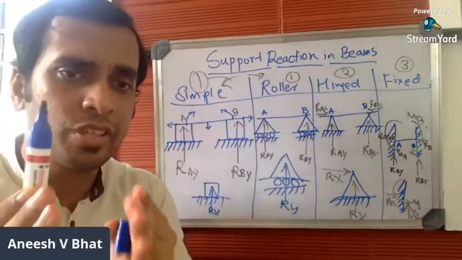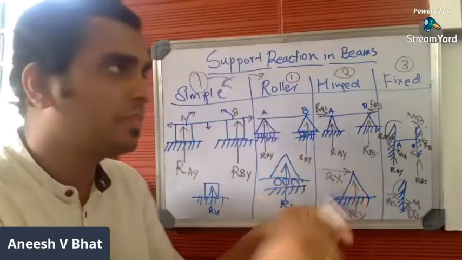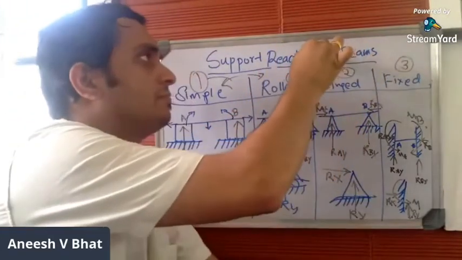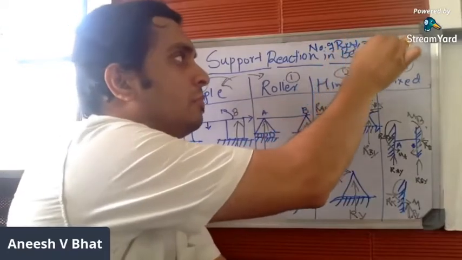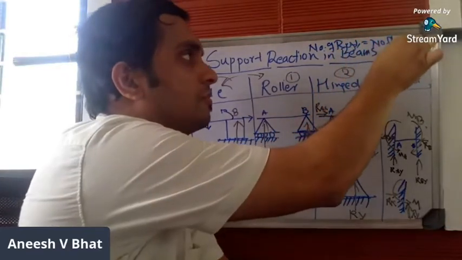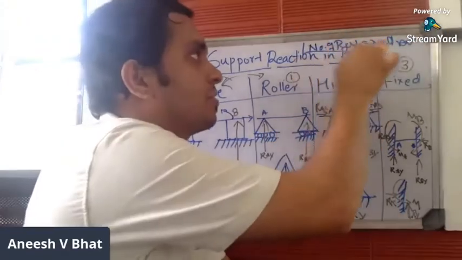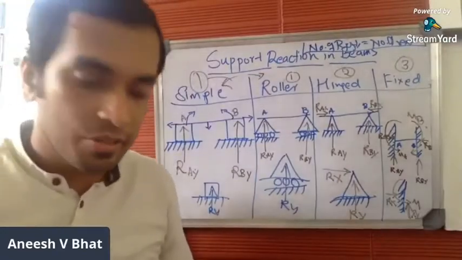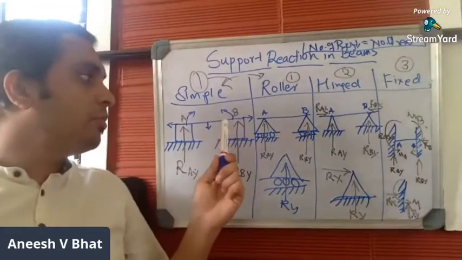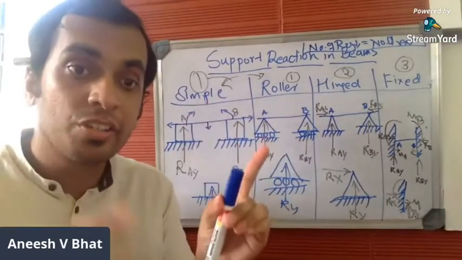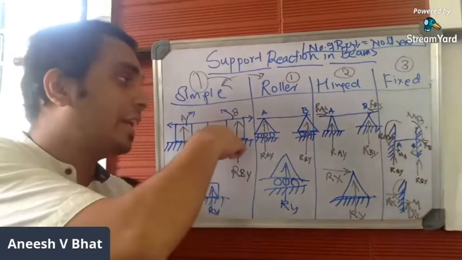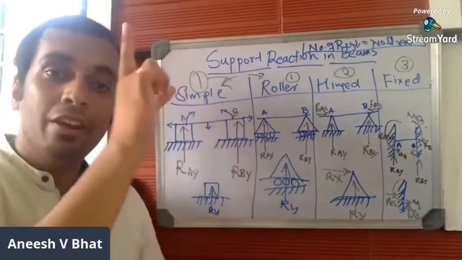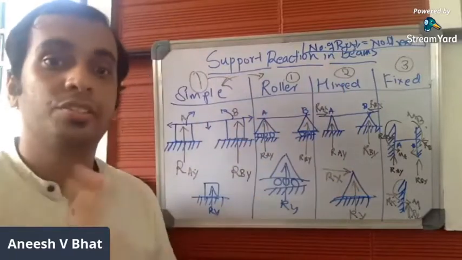Number of restrictions is equal to number of reactions. So here in simple support, there is only one restriction, that too for the vertical motion. So the beam cannot freely move in y direction. That's why you have only one reaction which acts in y direction itself.